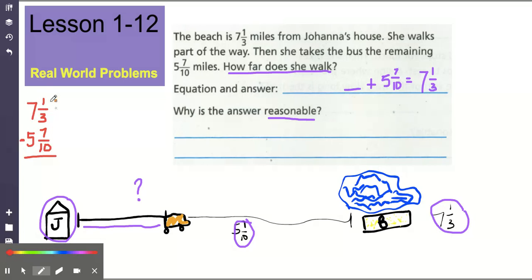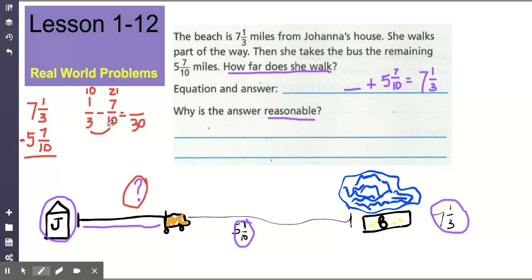All right, so I wrote this problem out, 7 1/3 minus 5 7/10. And I'm looking for the distance that Johanna walked before she got on the bus. So I'm going to do my fraction part first, 1/3 minus 7/10. So as I started solving this problem using my butterfly method, I did 3 times 10 is 30, and I crisscross multiplied, and I got 10 and 21. I ran into a problem, however, as I cannot subtract 21 from 10. I need to make this number bigger.